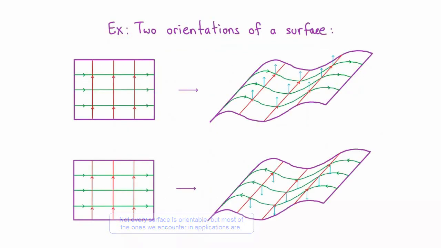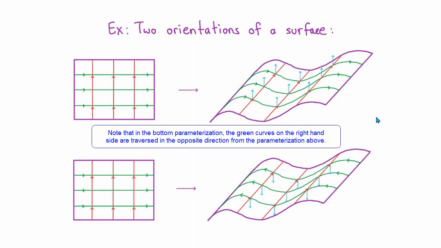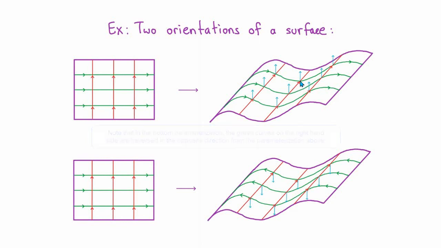To illustrate what I mean by that comment, here are the two possible orientations of the surface that we saw earlier in the video. With the top parametrization, I get unit normal vectors which point in the direction above the surface. However, with the bottom parametrization, I get unit normal vectors which point in the opposite direction below the surface. Notice that because of the way they're defined, the unit normal vectors to the surface at any point are determined by applying the right-hand rule to the corresponding tangent vectors at that point.